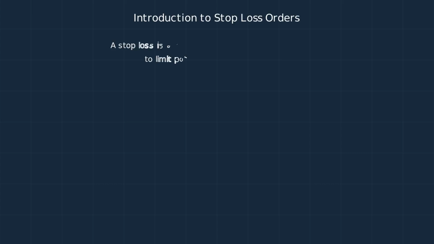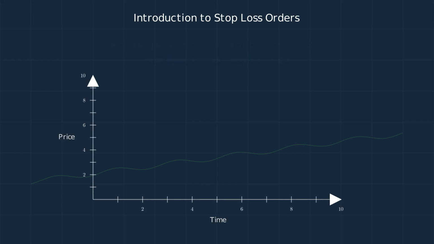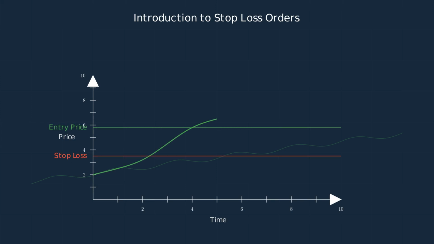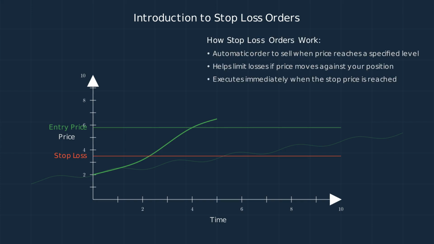Stop-loss orders are essential risk management tools used by traders to limit potential losses on a position. A stop-loss is an order placed with a broker to sell a security when it reaches a certain price. When you enter a trade, you set a stop-loss below your entry price to limit potential losses. Stop-loss orders work by automatically triggering a sell order when the price reaches your predetermined level.